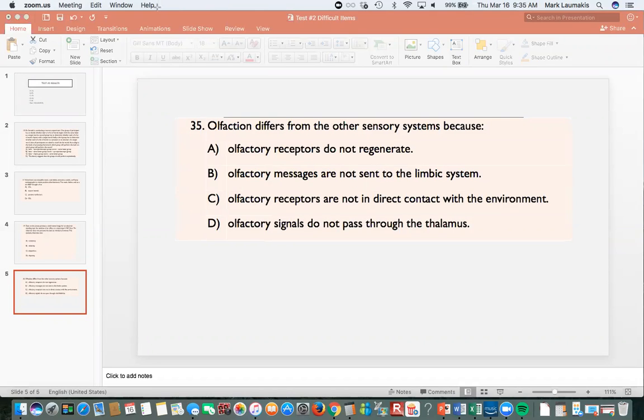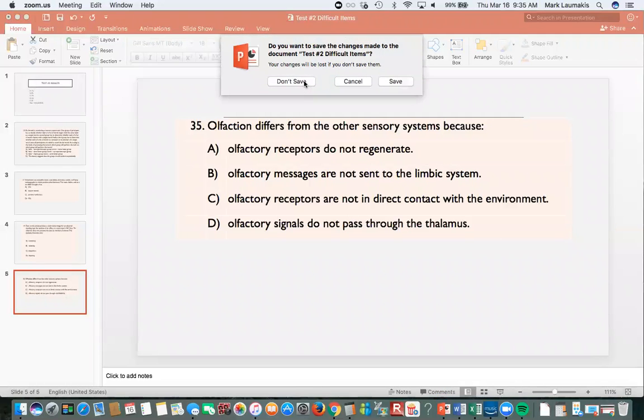Olfaction potentially could have a significant influence on memory. That's not the reason why it doesn't go through the thalamus. I actually don't have a real good, simple explanation for why it has evolved in such a way as to be different. If I dug around a little bit, I'm sure I could find it, but I don't know off the top of my head.